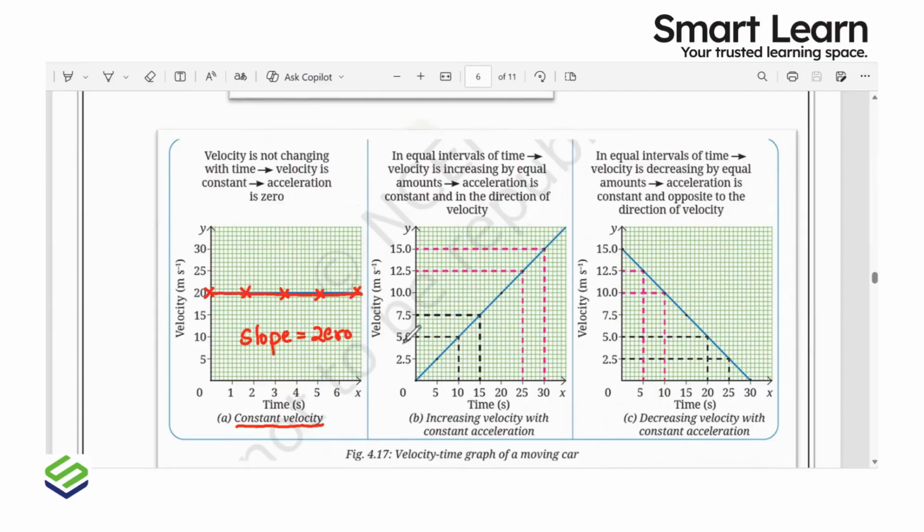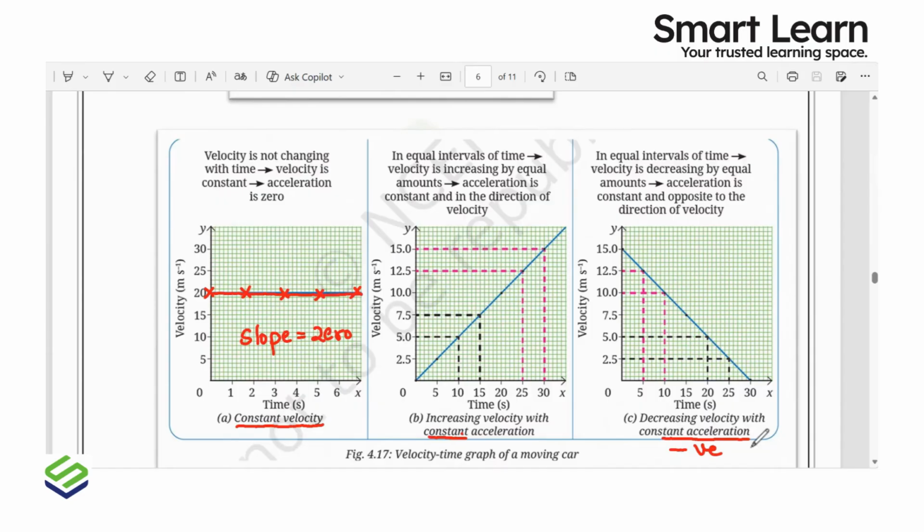Now, when the velocity is increasing continuously, that means constantly increasing with equal velocity change. See, 2.5, 5, 7.5, 10. It is increasing the velocity at 2.5. So that is called constant acceleration. And if it is decreasing constantly, then it is also constant acceleration, but this acceleration is called negative acceleration as it is decreasing, and that is called retardation.